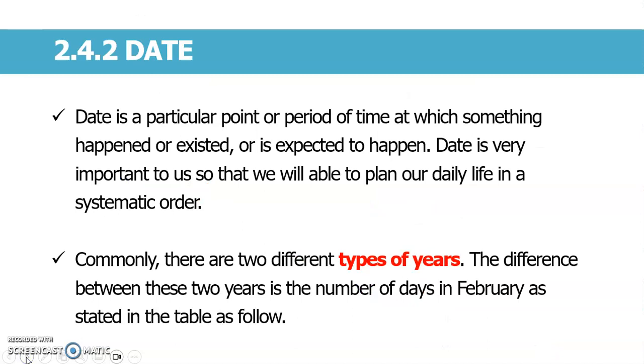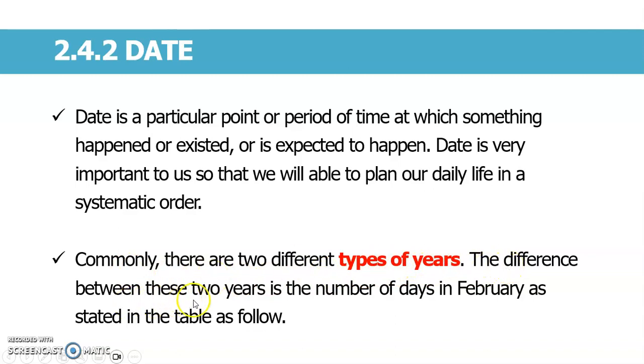Next, we move on to date, 2.4.2. What is date? Date is a particular point or period of time at which something happened or existed or is expected to happen. Date is very important to us so that we will be able to plan our daily life in a systematic order. Commonly, there are different types of years.